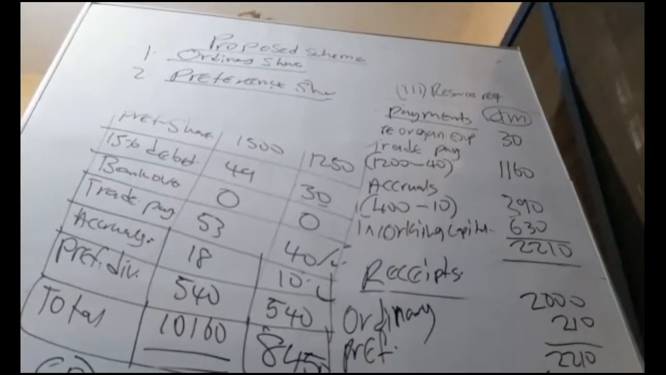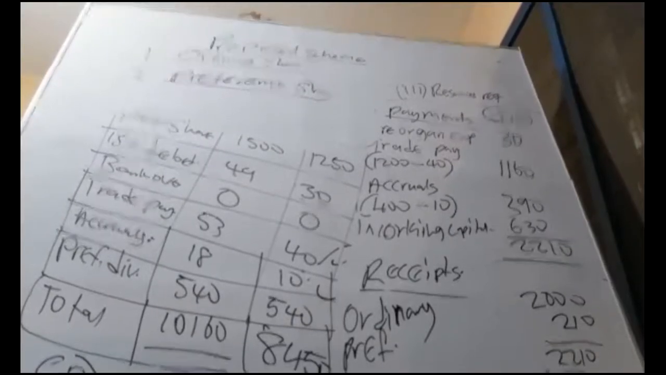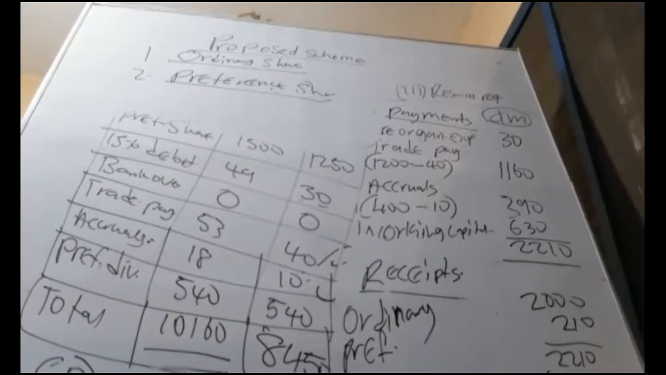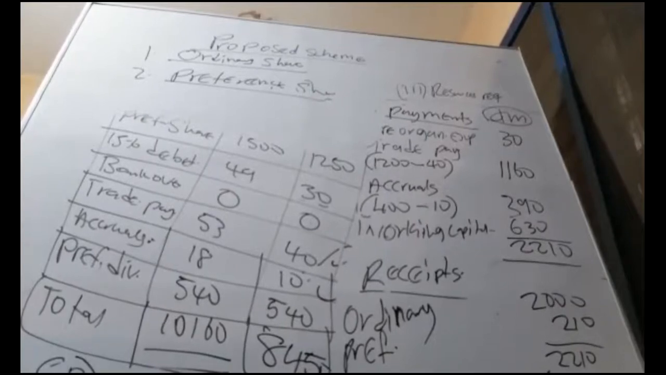So, preference shareholders must agree and waive off or cancel 1,250 million of their investments and subscribe to new shares amounting to 210 million payable by cash. That's all. For ordinary shares, you can also add payable by cash, and then you are done. Payable by cash. Okay. So that's fine.